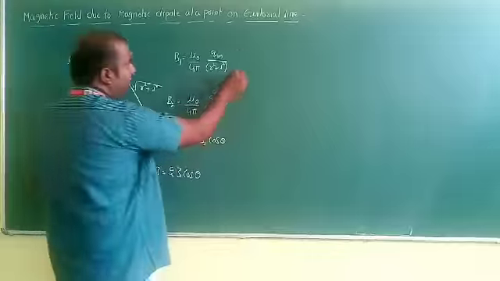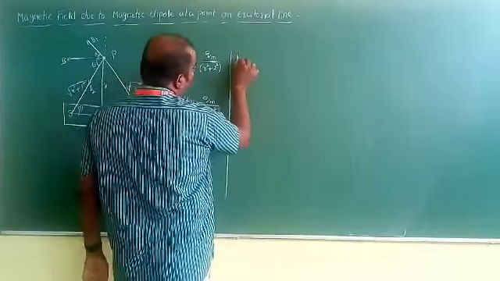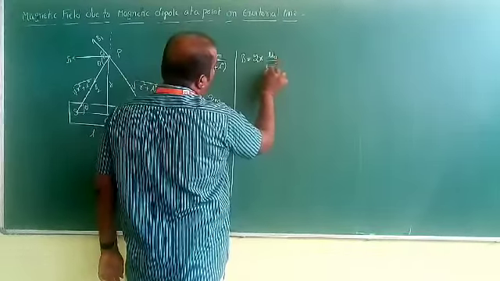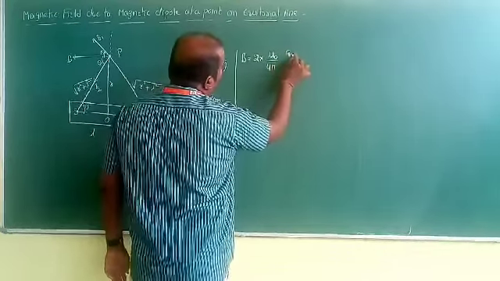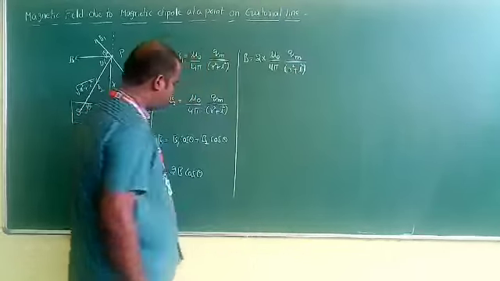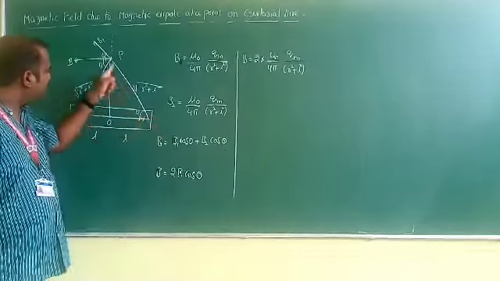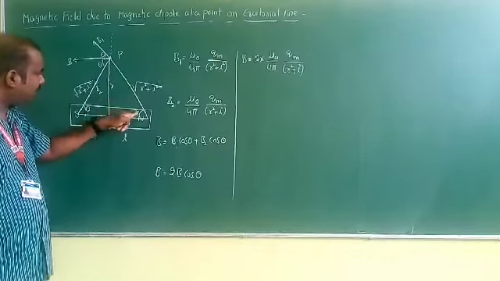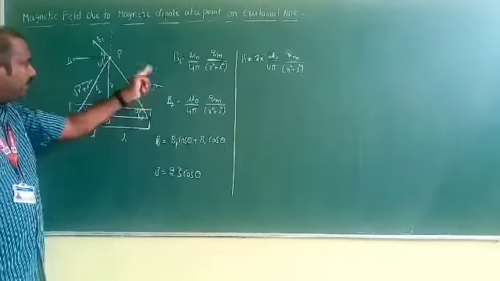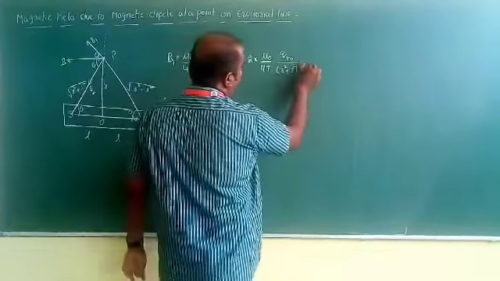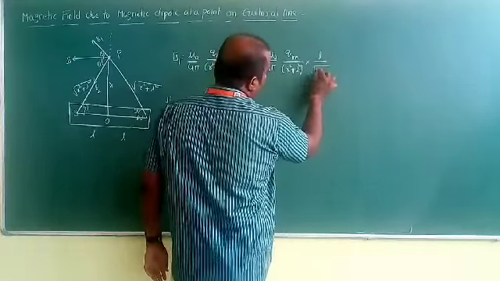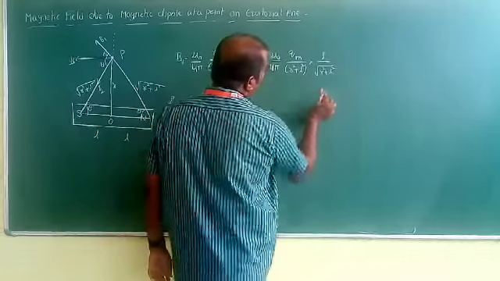Now substitute the value. The net magnetic field B is equal to 2 into mu naught by 4 pi, qm by r square plus l square. Then what is the cos theta value? Here the cos theta value can be taken from this triangle. Cos theta is nothing but adjacent by hypotenuse, that is L by square root of r square plus l square.